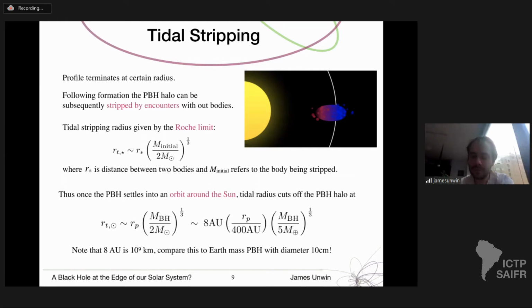So that's kind of interesting. 8 AU is roughly 10^9 kilometers, and you can compare this to the radius of the Earth mass black hole, which is about 10 centimeters. So you have this very interesting hierarchy of scales. You can think about this as a 10 centimeter primordial black hole, followed by a 10^9 kilometer halo, and then of course you are almost 1,000 AU away from the sun.